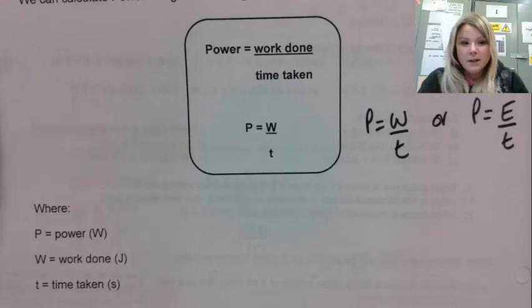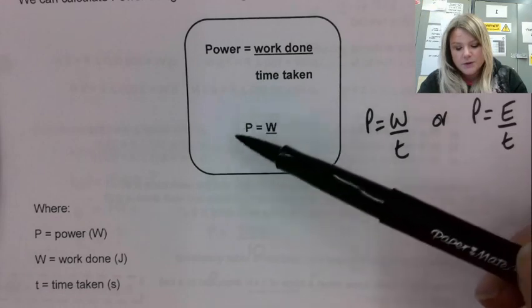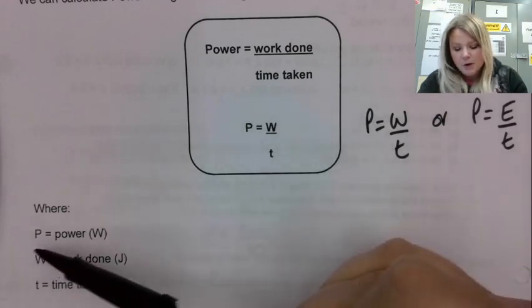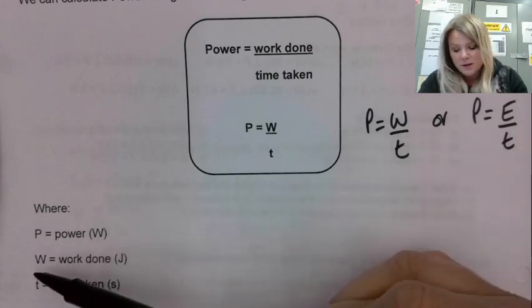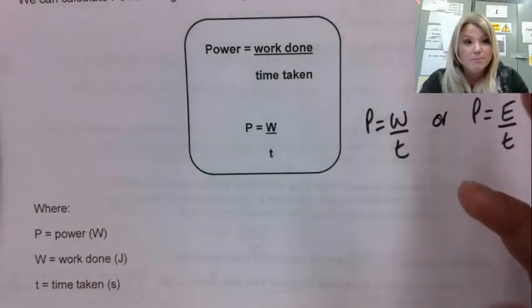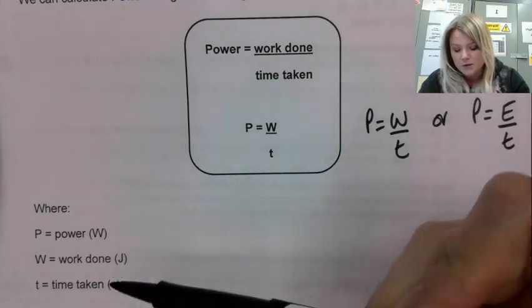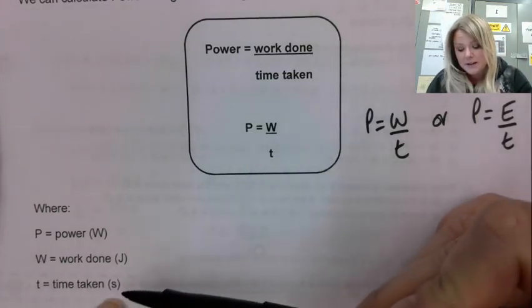So anytime we have an equation, we always have what our units are. Whenever we're using this equation, power equals work done divided by time taken. Power is measured in watts, and remember capital W for that. Work done has to be in joules. If the question gives you kilojoules or millijoules or something like that, you will have to convert those. And the time in this has to be in seconds.